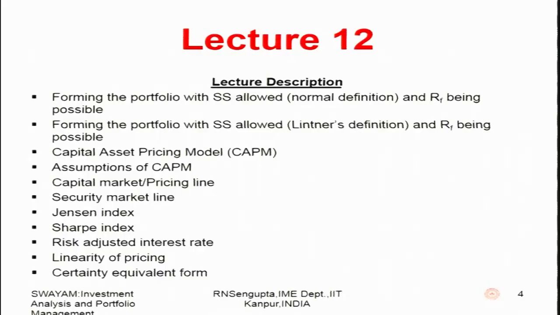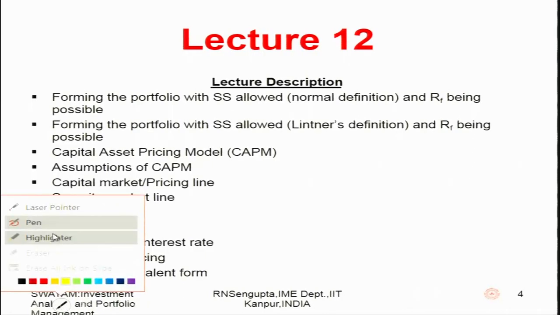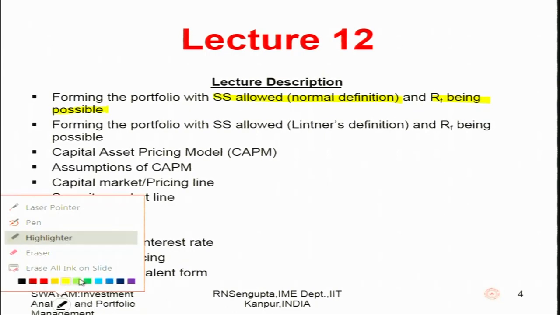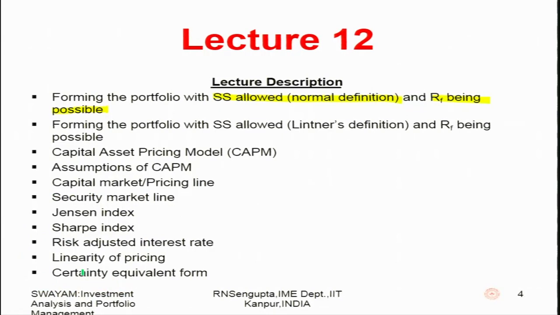So, what are the bullet points? We will formulate or consider the lecture description in detail. We will formulate the portfolio with the idea that short selling is allowed in the normal definition and riskless lending and borrowing is possible, which is the first one. And the second idea, as we continue the discussion, would be short selling being allowed in the Lintner definition as well as riskless lending and borrowing being possible.